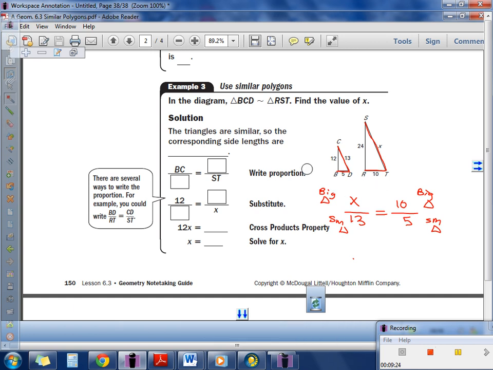So now I can come through. I don't want to multiply straight across. How do I solve proportions? Cross multiply. So it looks kind of like that. So we're going to have 5x equals 13 times 10 is 130. Divide by 5, you get 26.